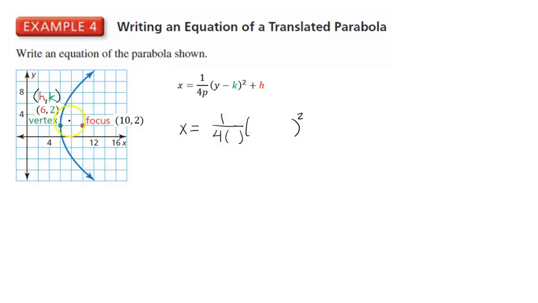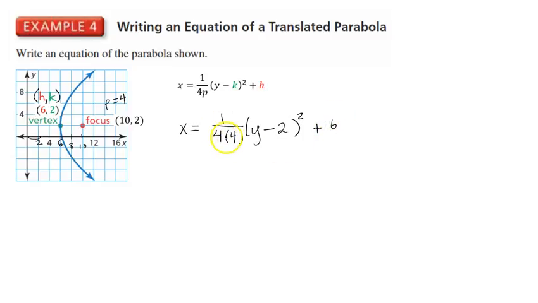P is how far the focus is from the vertex. So we're 2 jumps away, but remember that each jump here is worth 2, right? So we're going from 6 out past 8 to 10. So from 6 to 10 is 4. So P is 4 right here. So 1 over 4p is 1 over 4 times 4. Then y minus k, our k is 2, plus h. Our h is 6.